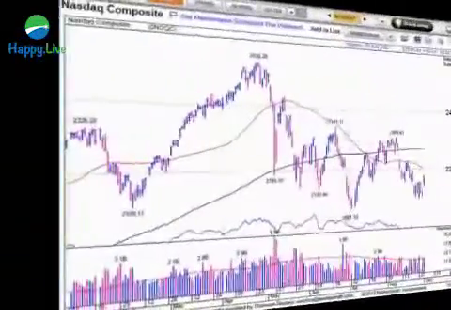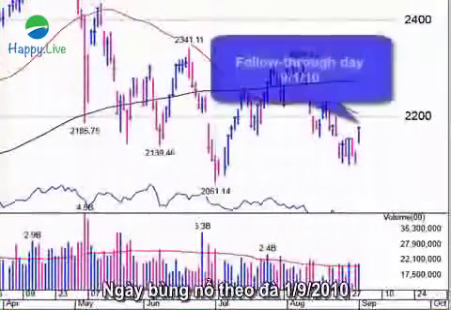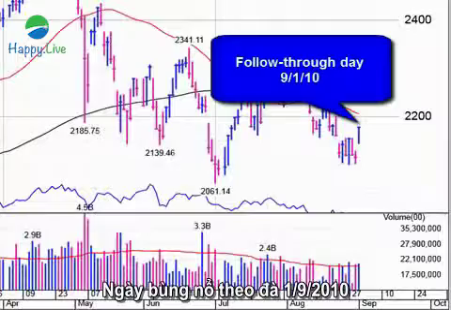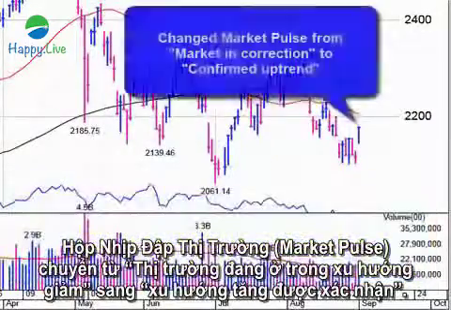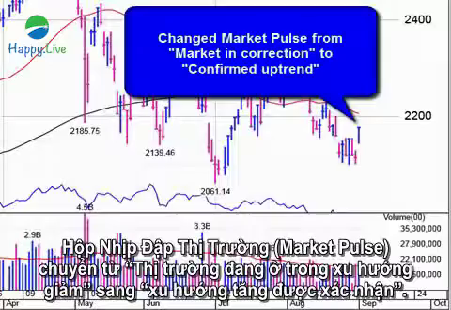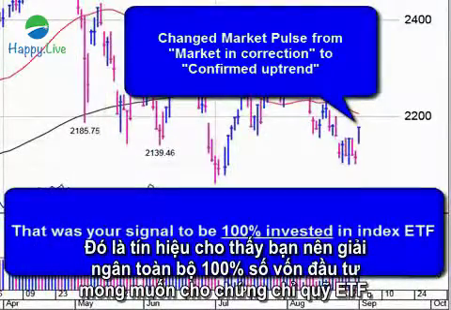Let's do a quick simulation to see how to apply the basic ETF market strategy in the real world. Here's a daily chart for the NASDAQ from September 1st, 2010. On that day, we had what we call a follow-through day, which signals the start of a new uptrend. For more on how follow-through days work, see the IBD University section of investors.com. That changed the Market Pulse from market in correction to confirmed uptrend. That was your signal to buy an index ETF. For this simulation, we'll use the Qs.